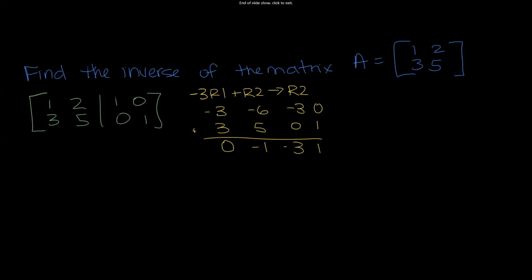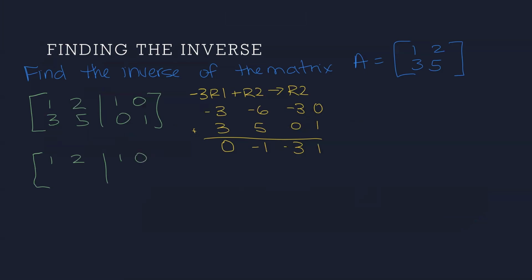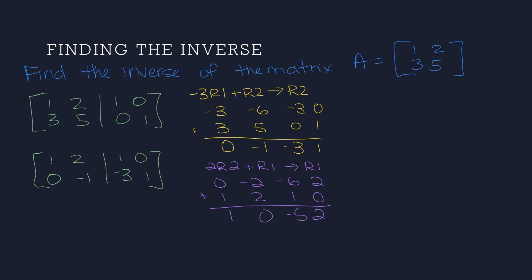So let's rewrite the matrix. Not changing the top row. Putting in my new row 2. All right. So now I've got that 0. I need this 2 to be a 0. So it looks like I could multiply this by 2 and then add them together. So I'm going to try that. So I am taking 2 times row 2, adding that to row 1, and making that my new row 1. So 2 times row 2 is 0, -2, -6, 2. I'm going to add that to row 1. When I add them, I get 1, 0, -5, 2. So this is my new row 1.